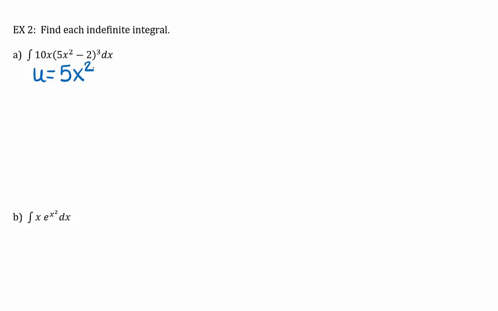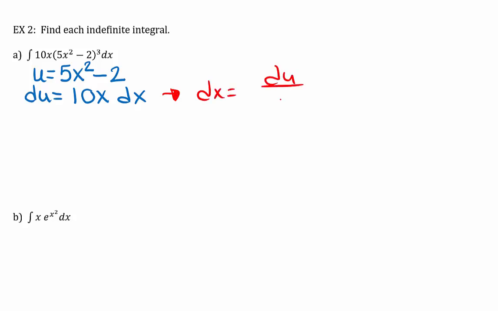In this case, I'm going to pick the 5x squared minus 2 to be my u. So that's step 1. And then step 2, I'm going to compute that differential du, which in this case would be 10x dx. Now my goal is to change this integral in terms of u, to rewrite it in terms of u. So what I'm going to do is take my differential and solve it for dx. To solve this for dx, I would just divide by 10x.